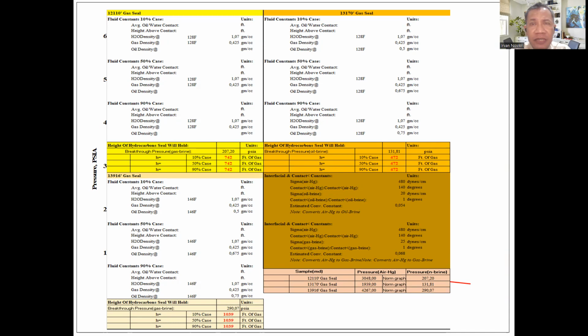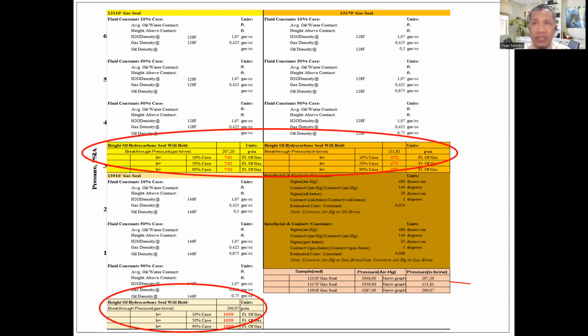Another analysis from these three different samples provides the heads of hydrocarbon the seal will hold, referring to the maximum vertical distance that a seal can maintain the containment of hydrocarbon without any leakage. It is a critical parameter in the context of fluid dynamics and wellbore integrity, as it determines the effectiveness of the sealing mechanism in preventing upward migration of hydrocarbon.